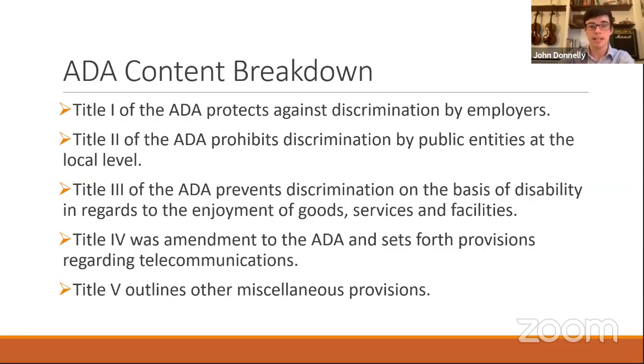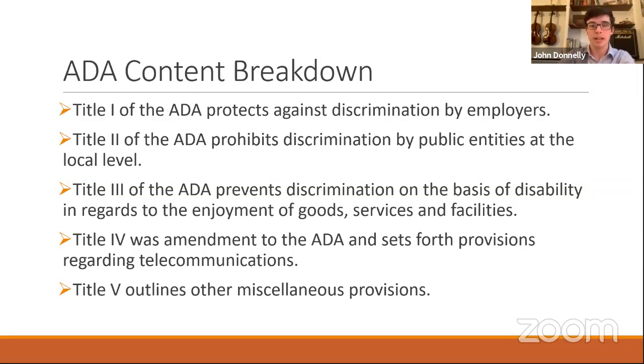So the content breakdown of the ADA: Title I protects against discrimination by employers. So really, that's not a big thing for the students, unless, of course, you're working an on-campus job. But for any of our faculty, that's pretty important. And I encourage you to reach out to your campus's disability services office if you have any sort of problems with that. Title II of the ADA prohibits discrimination at public entities on the local level. So your parks, just any sort of things like that.